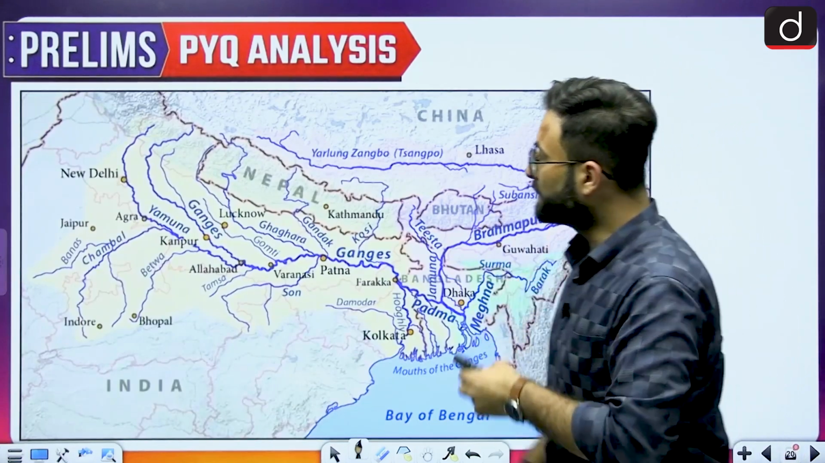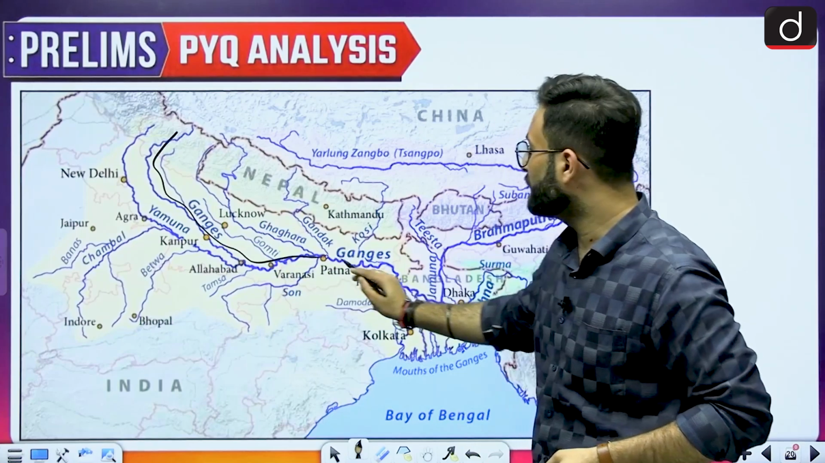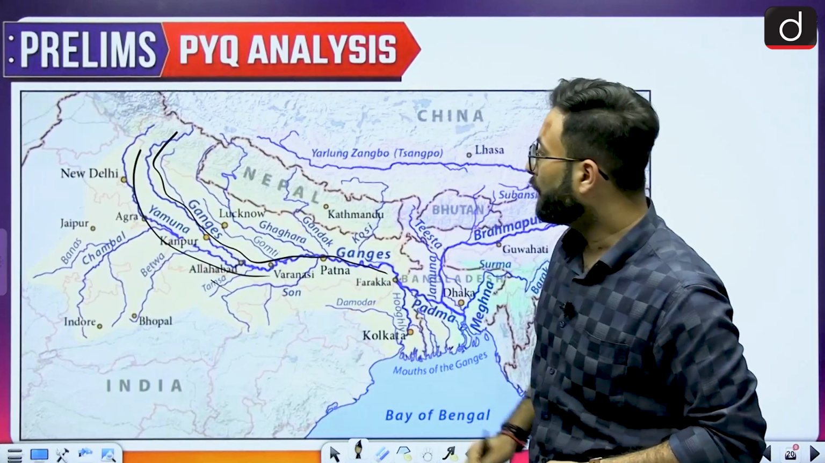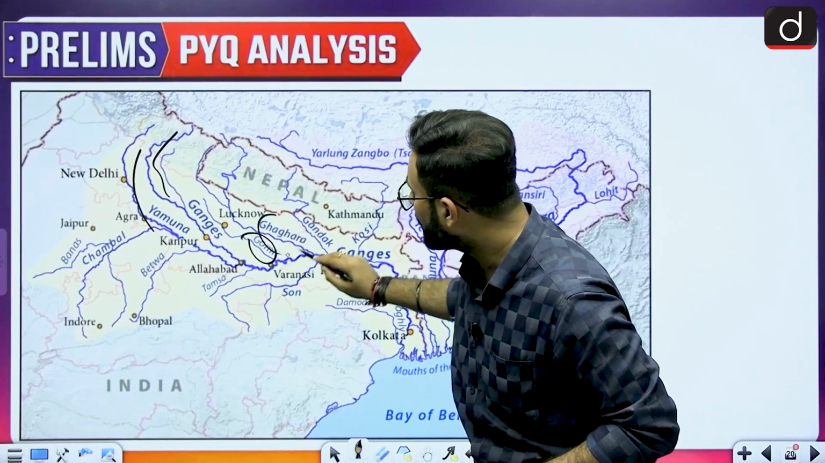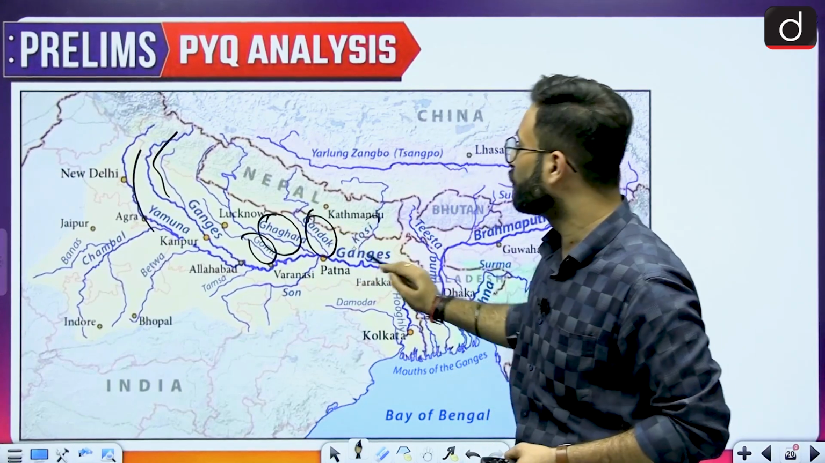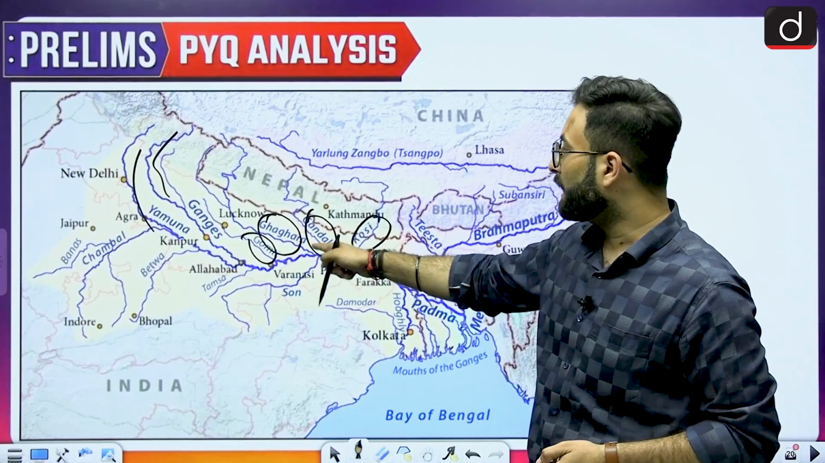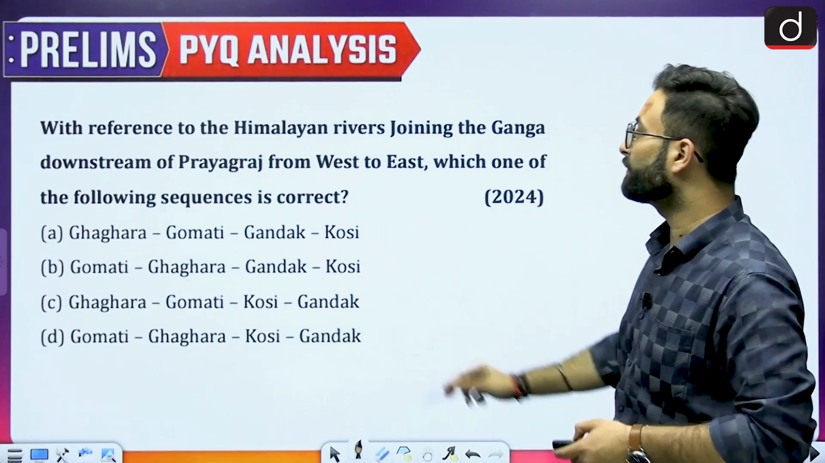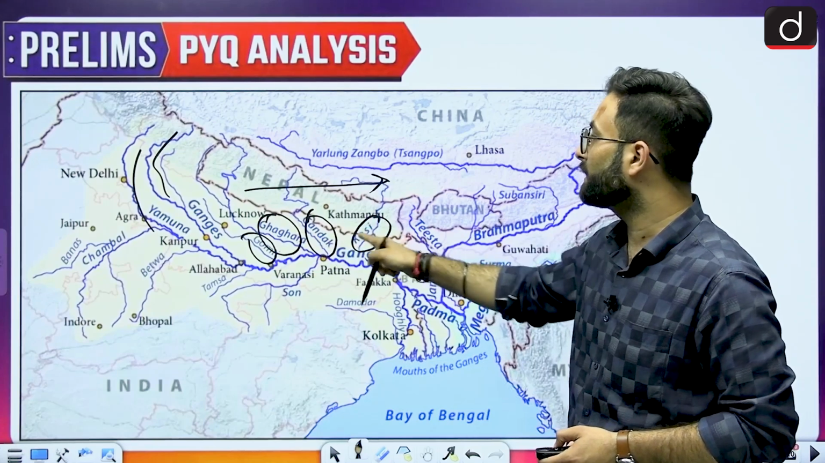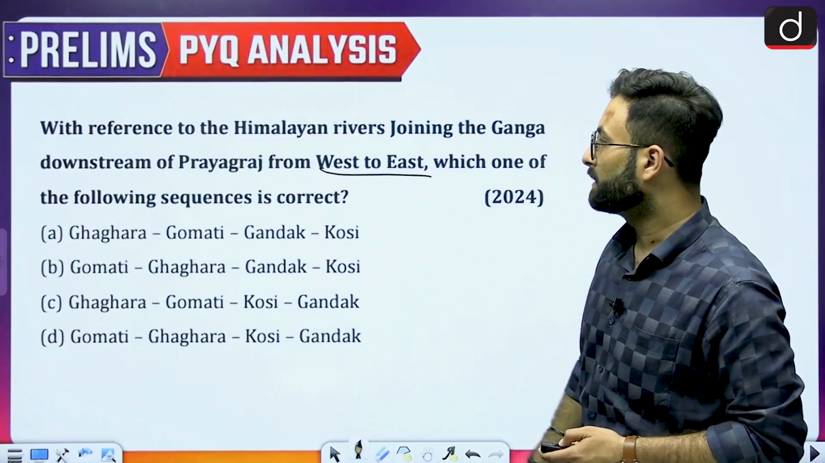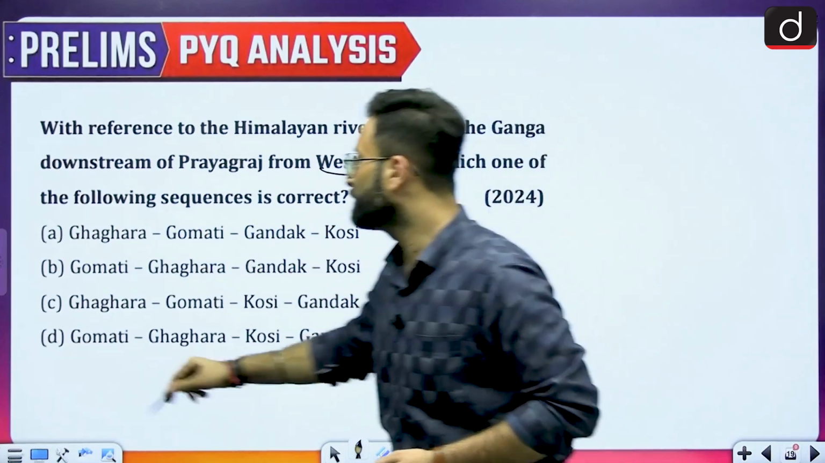Here you can see this is your Ganga river, and then we have this Yamuna which is over there. Now if you look at this particular region, you will see that the Gomti is there, then Ghagra is there, Gandak is there, and then Kosi is there. Here they are saying west to east. This is your west, west to east we are going: Gomti, Ghagra, Gandak and Kosi. Option B is your right answer.